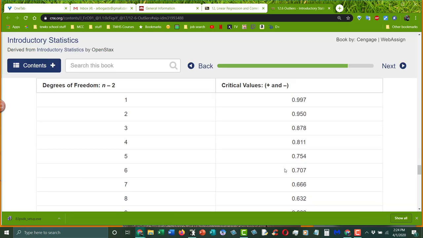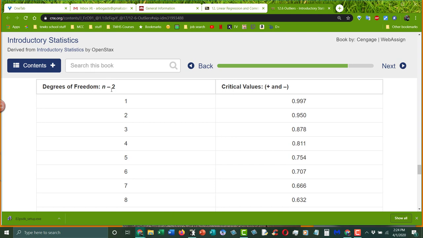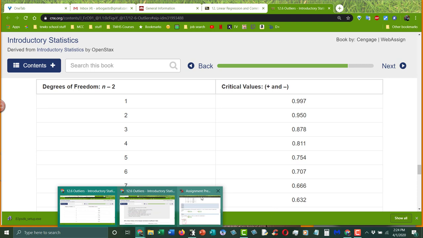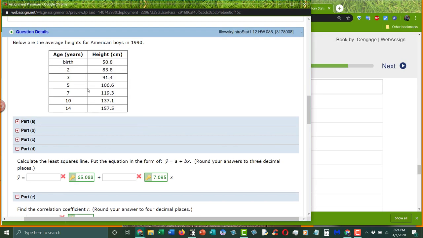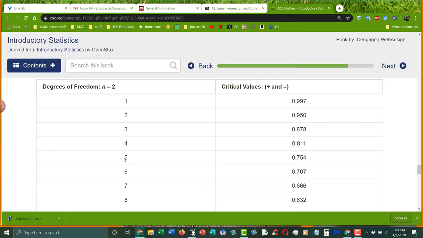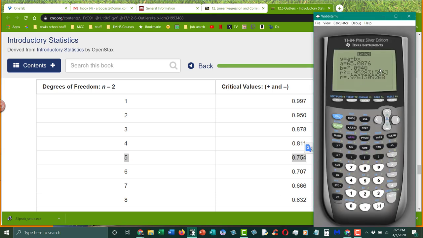Right, and we have to scroll down. And then it says degrees of freedom of n minus 2. So what we have to look at is how many things do we have? We had 1, 2, 3, 4, 5, 6, 7 samples. So n minus 2 would give us 5. And we have to compare our R to this value here. Okay, so where's my calculator? My R was 0.9761.